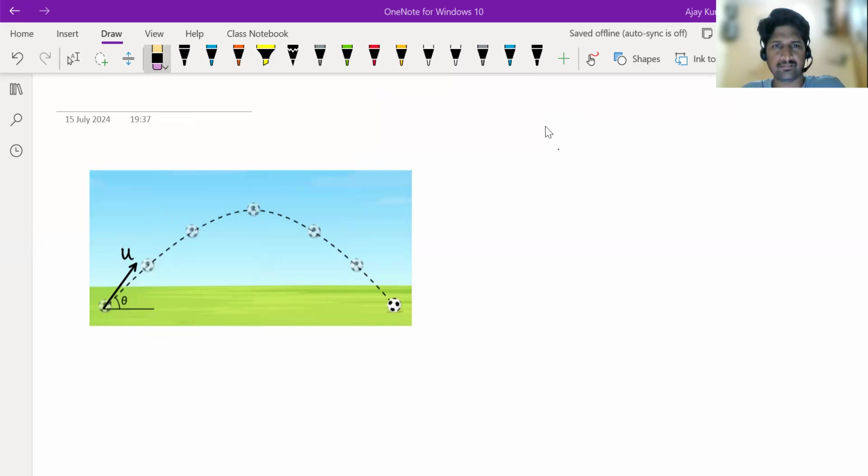Sir, at H max. Maybe at high point. At the highest point. Okay. You tell me, what made you feel that it may be moving the slowest at the topmost point? What you said is correct only, but how did you conclude?